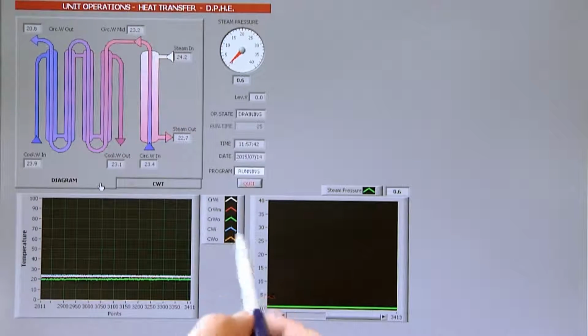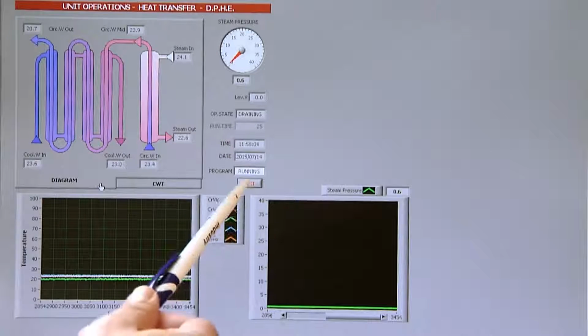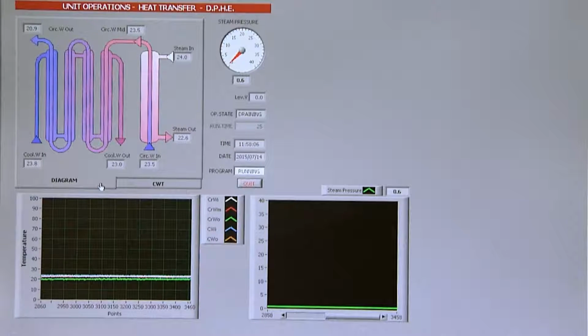Now, this panel does not record flow rates. Therefore, you have to make sure that for every experiment you have recorded the flow rates from the rotameters for the feed supply, which is the circulating water, and for the cooling water. After you are done with it, you just push quit and the program will stop.